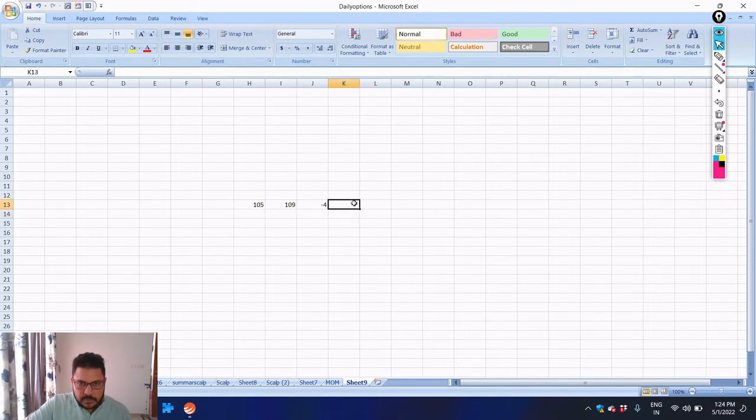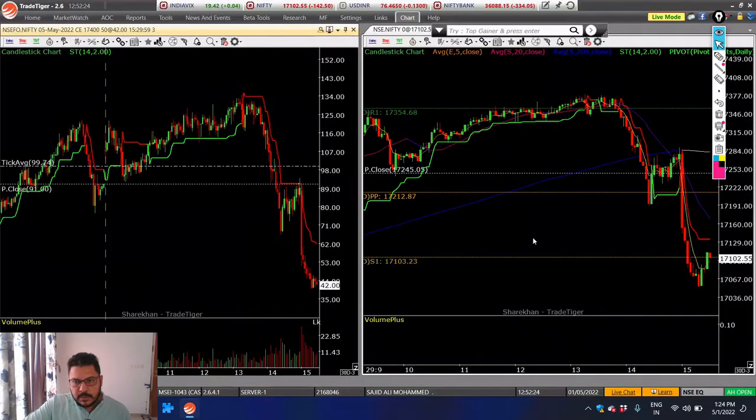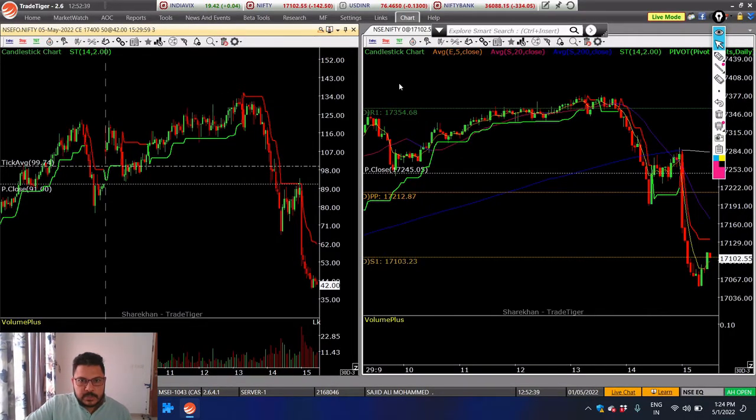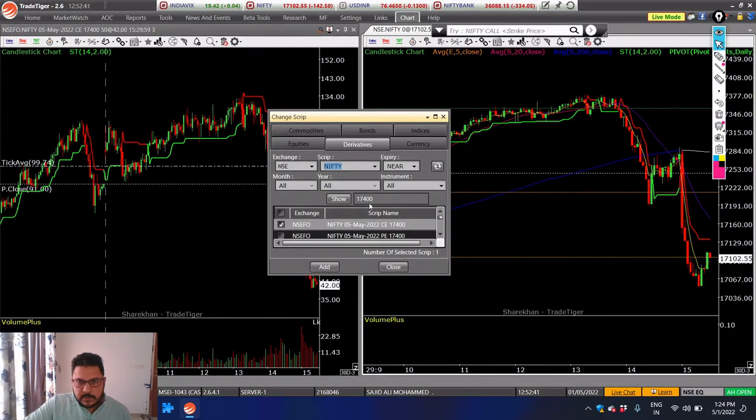Assume that you are doing, say, 50, one lot, so your loss will be this much, 200 rupees. You exited at this. Then what happened? Then the market gave a bullish entry. So now what are you going to do? You go and sell a 17,250 put. Let's check the 17,250 put.